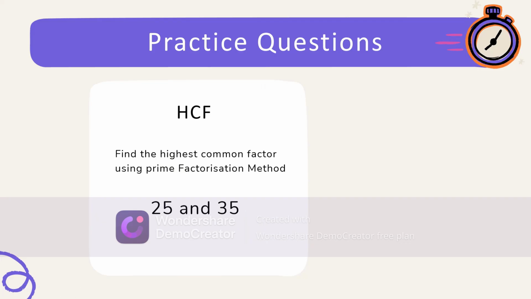Okay, so this is a question for you all. To find the HCF using the prime factorization method, you need to find the HCF of 25 and 35, and whatever is your answer you put down in the comment section.